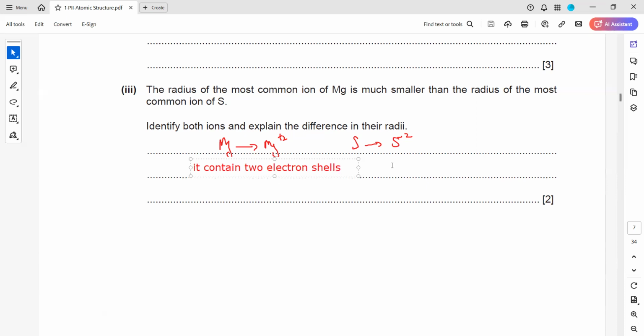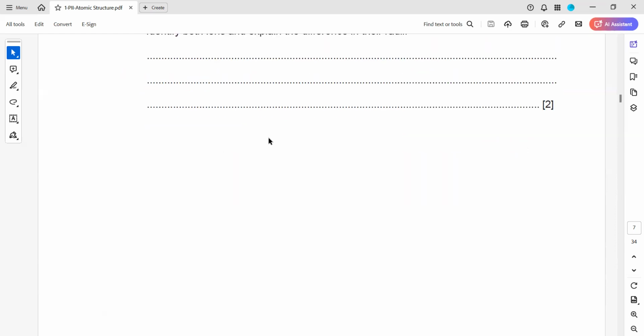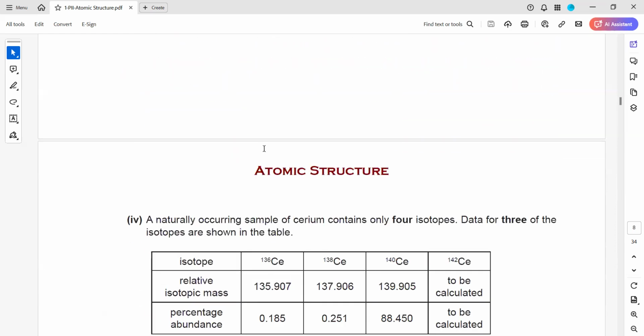Whereas sulfur contains 3 electron shells. That's why magnesium is smaller as compared to sulfur, or the magnesium ion is smaller than the sulfide ion.